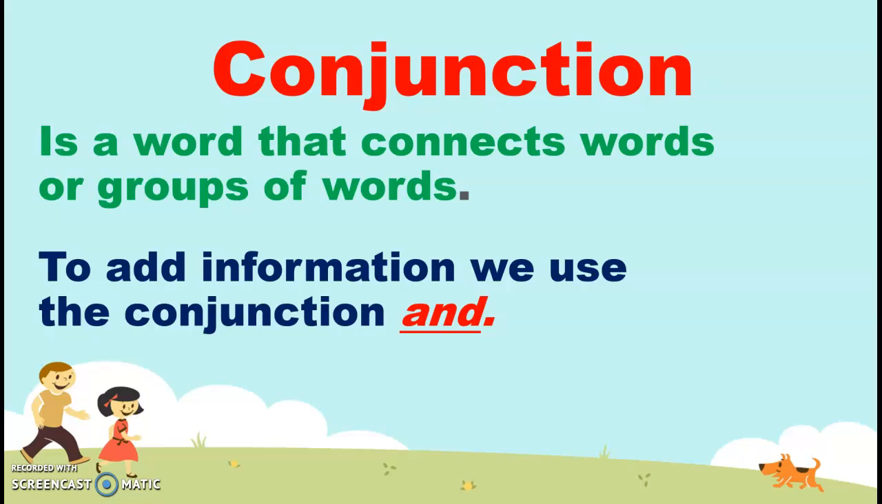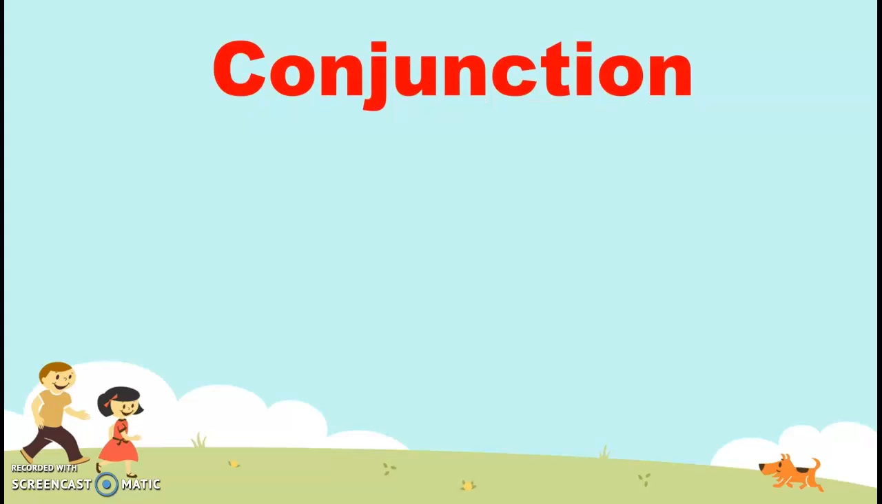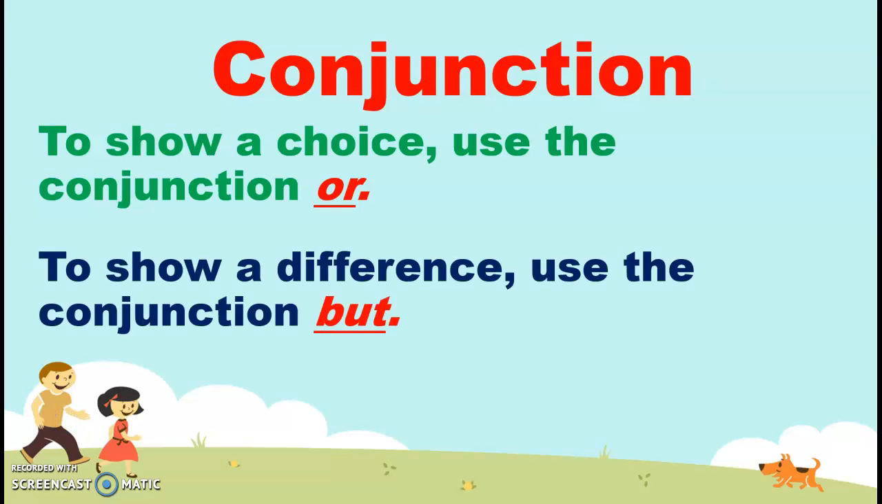To add information, we use the conjunction and. And is a conjunction. To show a choice, use the conjunction or. And to show a difference, use the conjunction but.